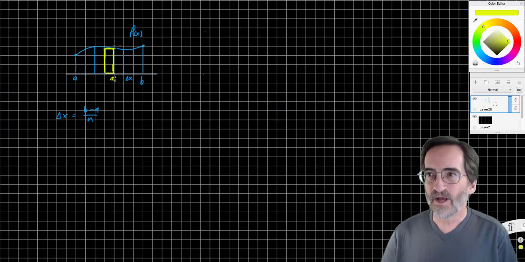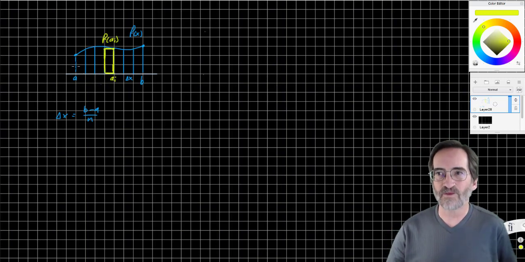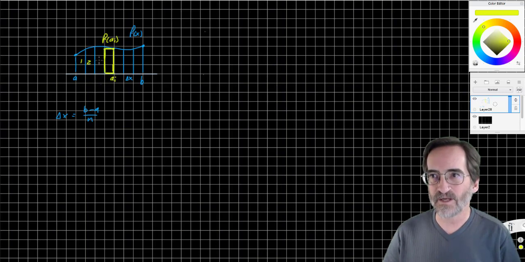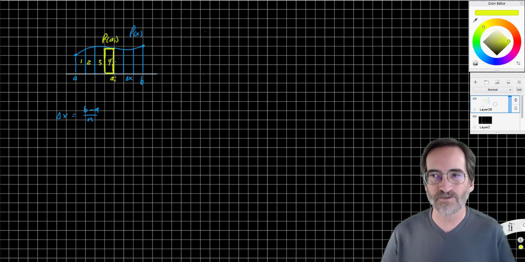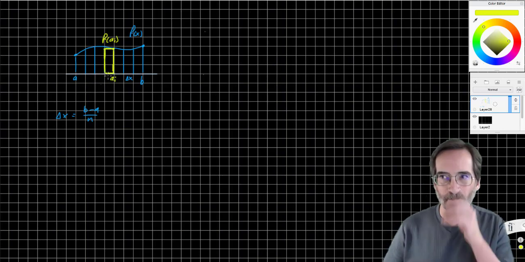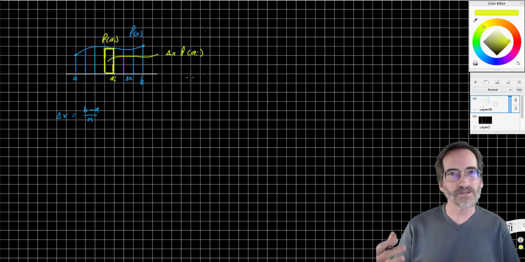The height at a sub i is f of a sub i. So this is the ith rectangle. If in this drawing I have the first rectangle, the second rectangle, the third rectangle, the fourth rectangle, so in this drawing that would be the fourth rectangle. But a sub i can be any number, right? And the area of the rectangle is delta x times f of a sub i. Does that make sense? Length times width, right?